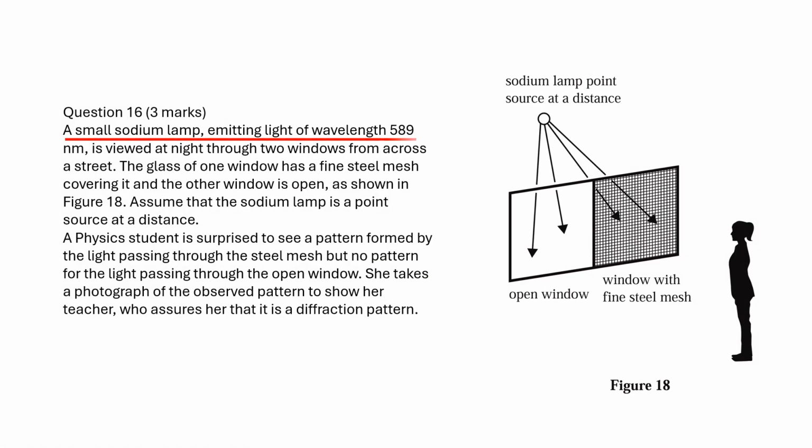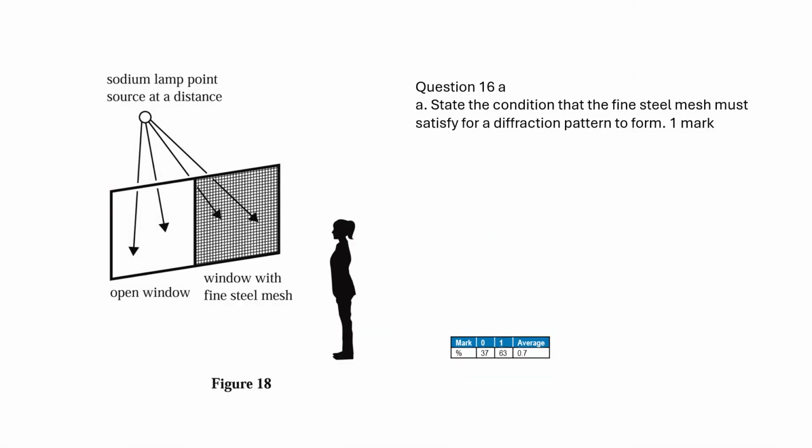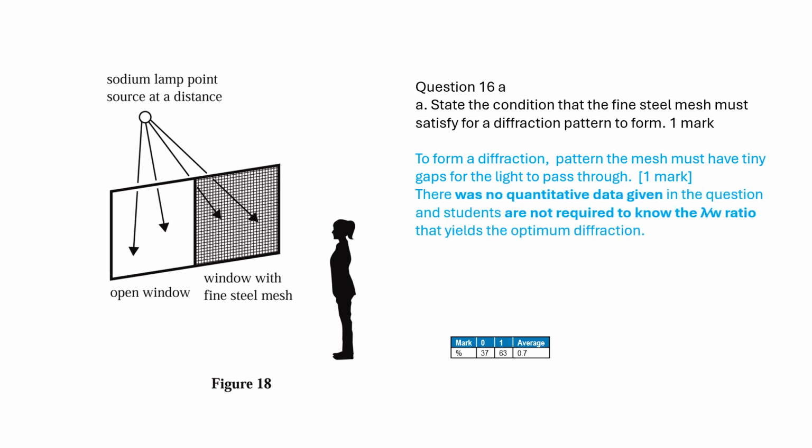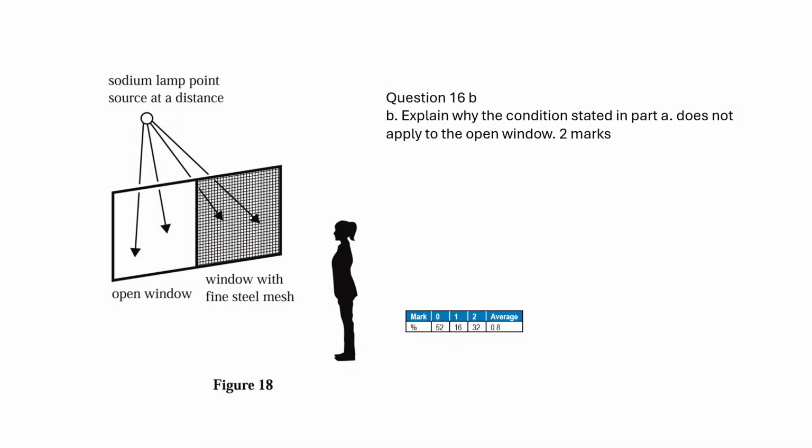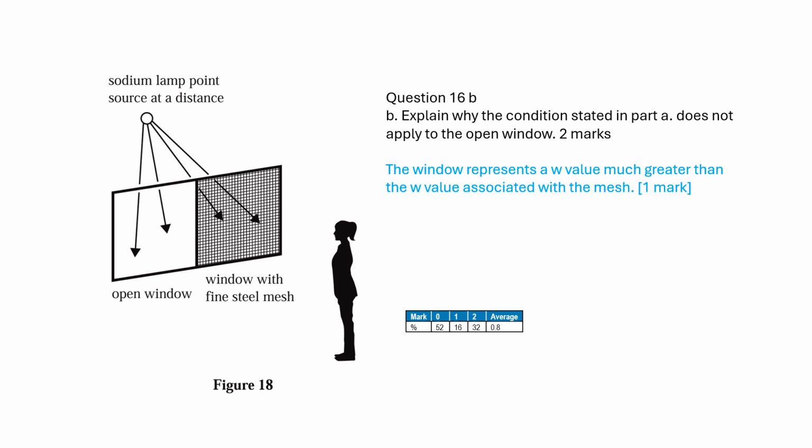A yellow light passes through a fine steel mesh, and a bright and dark fringe is observed. This pattern is not observed when the light passes through the open window. To form a diffraction pattern, the mesh must have tiny gaps for the light to pass through. Since no quantitative data is given in this question, the ratio of wavelength to width is not required. The window represents a width value much greater than the width value associated with the mesh. Since the ratio of wavelength to width is now much smaller, there will be much less diffraction.